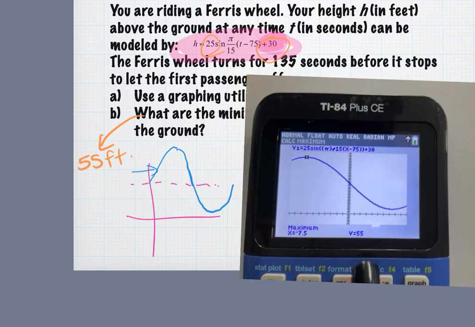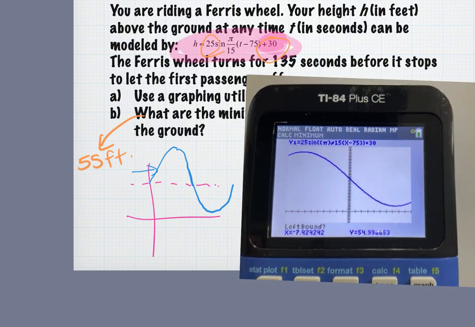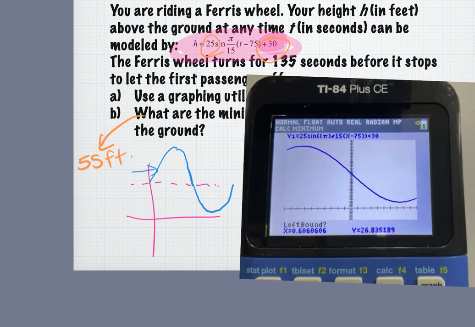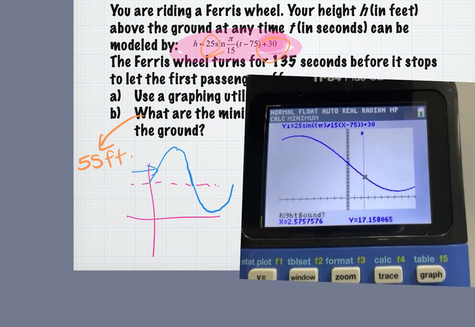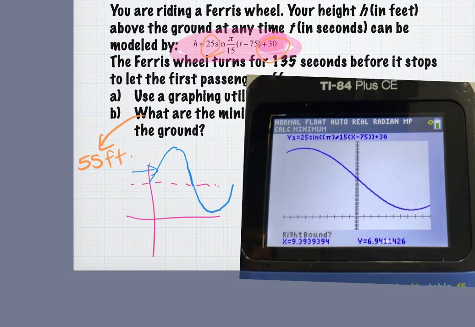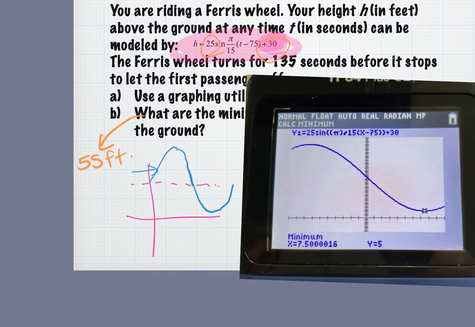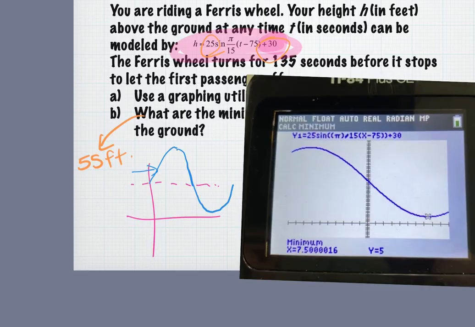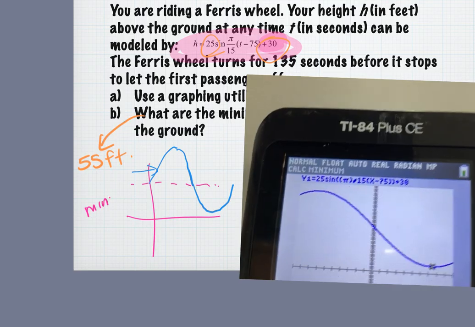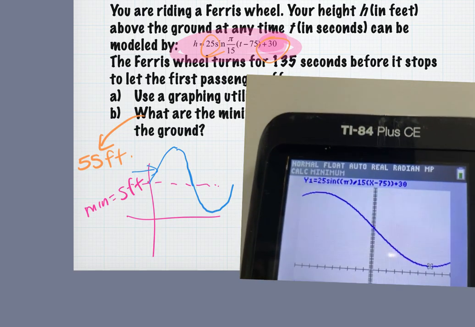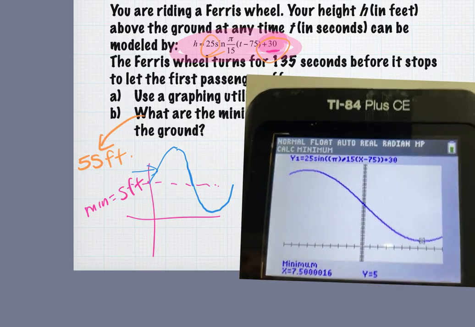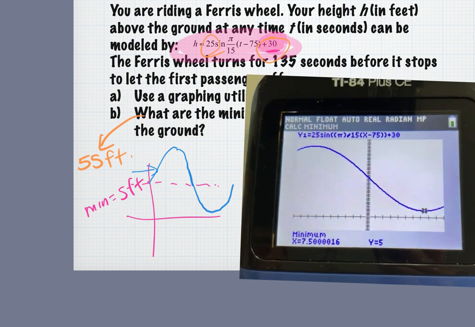And for the minimum, second, trace, go to minimum. Now I want to go to the right-hand side. I want to go left of my min, which actually is anywhere here, but I eventually want to go past it. So I can say this is left, and then I want to go past the minimum. Then I'm going to hit enter so it guesses, and it takes you to that coordinate point. So what's the minimum value? 5. My min is 5 feet, okay? Which would be the vertical shift, the midline, minus the amplitude. But if you just look at your graph, you should be able to find it.